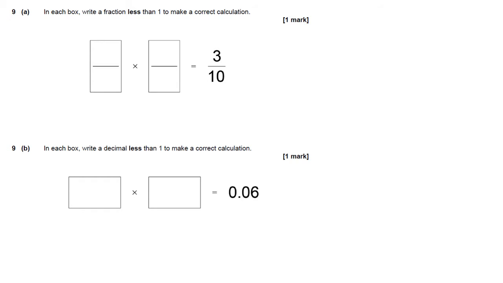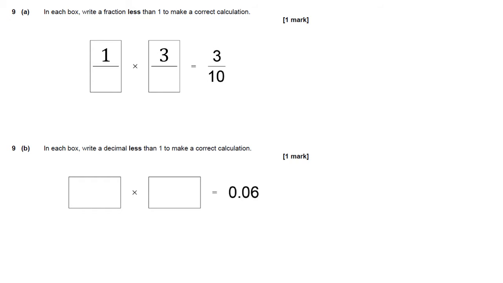Question 9a. In each box, write a fraction less than 1 to make a correct calculation. So we've got two fractions multiplying together to give us 3/10. When we're multiplying fractions, we multiply the numerators and we multiply the denominators. So we need two numerators that will multiply together to give 3, so 1 and 3. And we need two denominators that will multiply together to give us 10. I've gone with 2 and 5.